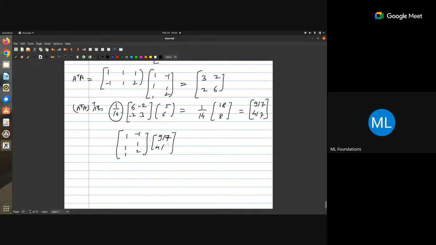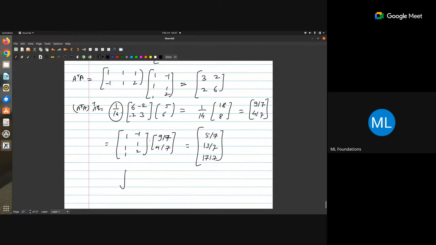So, okay. This is fine. So this is 3 cross 2 and this is 2 cross 1. So I'll get 3 cross 1. So I'll basically get 1. So first 4, this 9 minus 4, it is 5 by 7. 9 plus 4 is 13 by 7. 9 plus 8 is 17 by 7. Okay? And then I have to find the length of this.